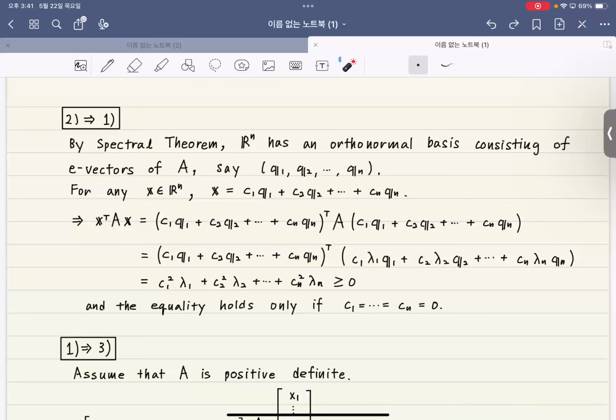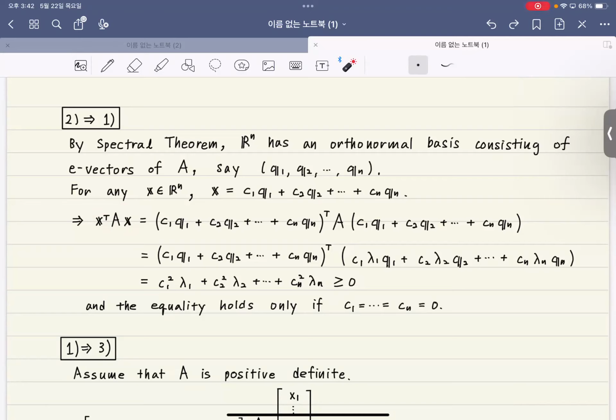And under what condition is this equality true? This equality is true if and only if C1 to Cn are all 0, right? Because lambda 1 to lambda n are assumed to be strictly positive. So this equals 0 only if C1 to Cn are all 0. But C1 to Cn all being 0 implies that X is the 0 vector. So in other words, this equality is true only if X is the 0 vector. So that implies the matrix A is positive definite. Okay.